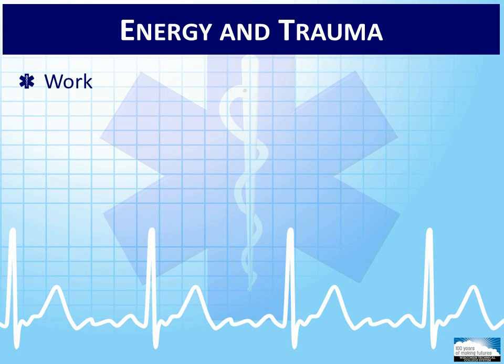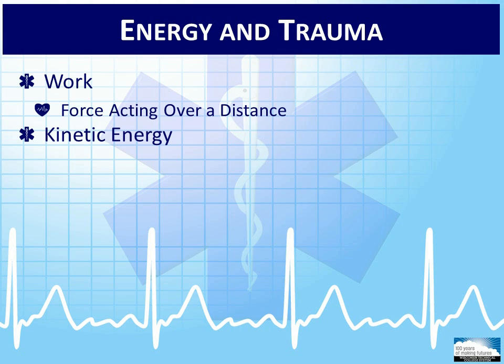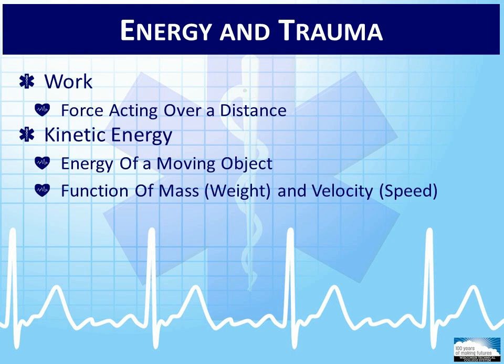To continue our discussion on the kinematics of trauma, it is important to define some additional terms. Work is defined as some type of force, a push, bend, pull, compression, etc., acting over a distance. Kinetic energy is the energy inherent within a moving object. It is the function of mass and velocity. As the mass or speed of an object increases, so too does the amount of kinetic energy within the object. Of these two factors, velocity is of paramount importance.